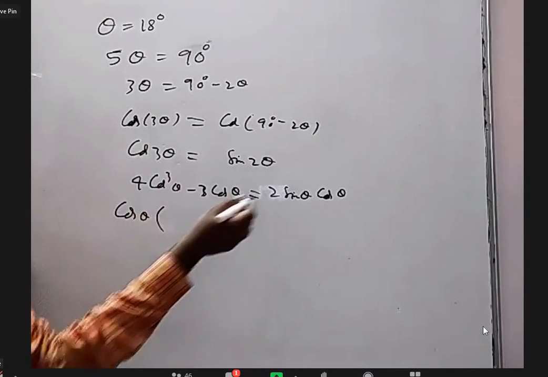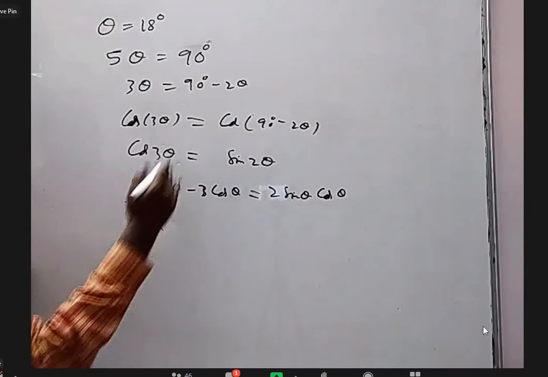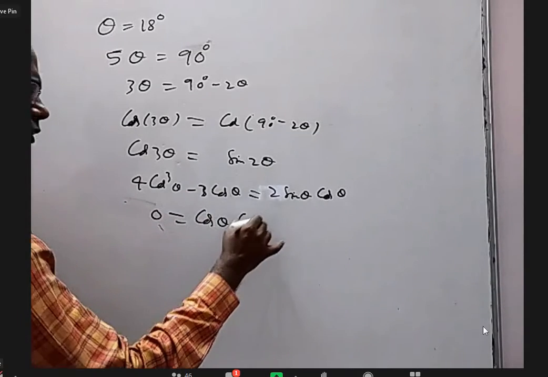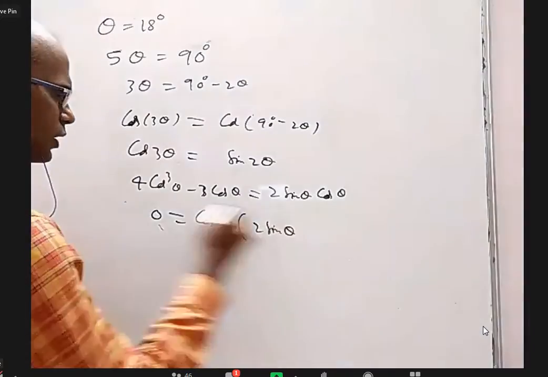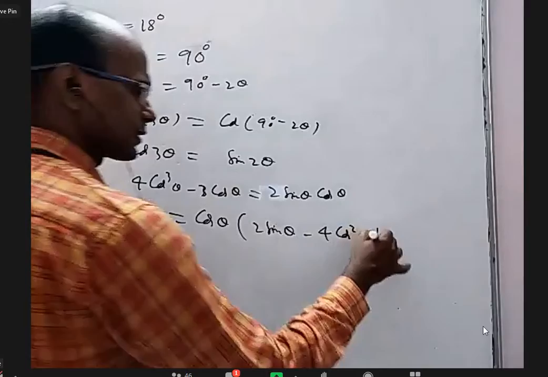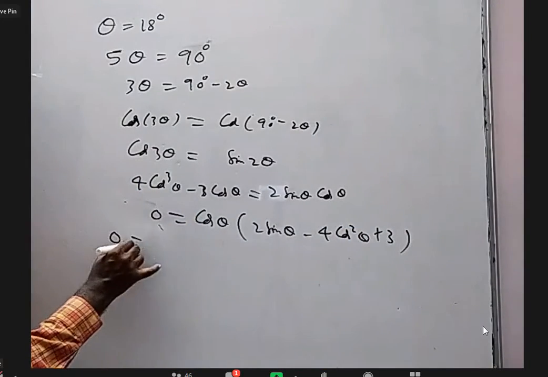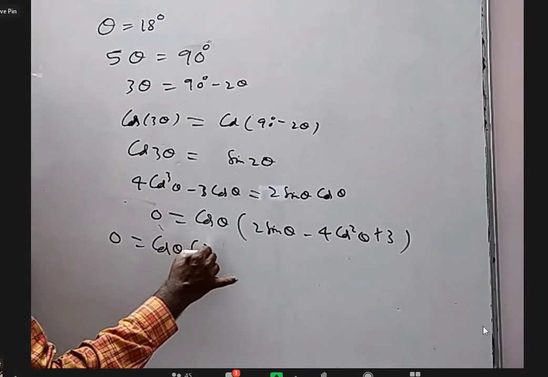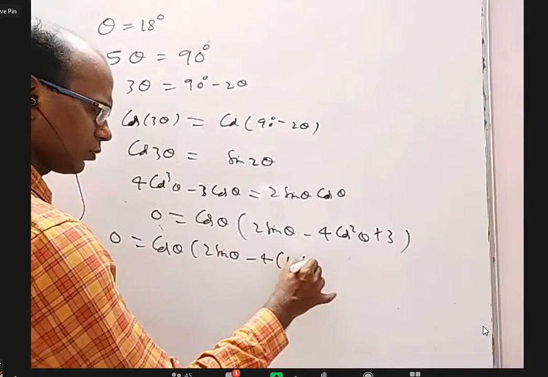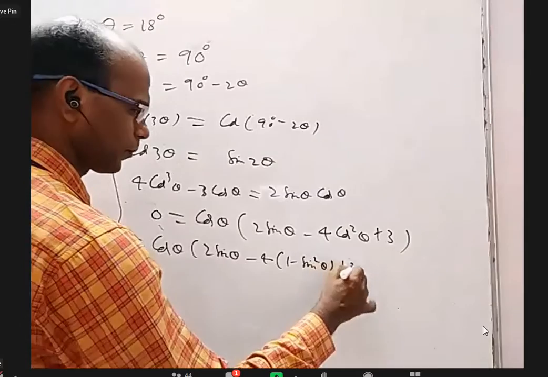Send everything to that side. Okay, I'll send this to that side and take common. This is 0. This is cos theta common. I will be left with 2 sin theta minus 4 cos square theta plus 3, cos theta, 2 sin theta. This cos square I can write as 1 minus sin square theta.